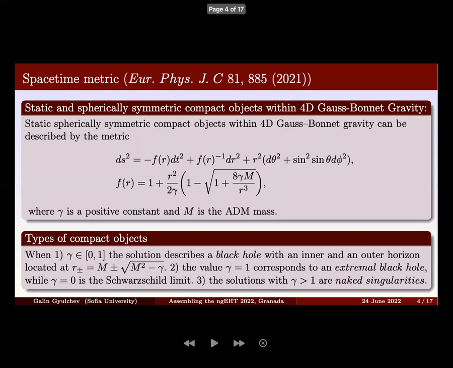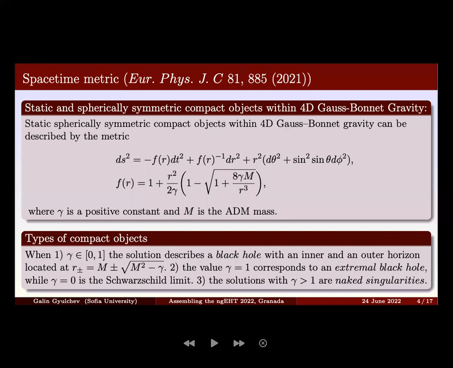The major goal we want to achieve here is to assume a static and spherically symmetric spacetime metric and apply it to this equation of gravity, using the metric written here. The metric possesses the symmetries we have assumed, where the function f depends on the coupling parameter gamma. By examining the relativistic images of the compact objects described by this metric, we can understand the constraints on it.